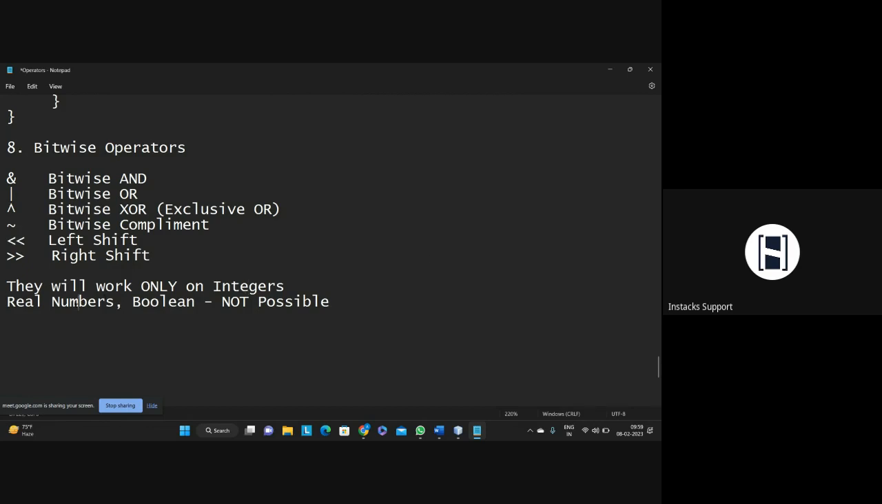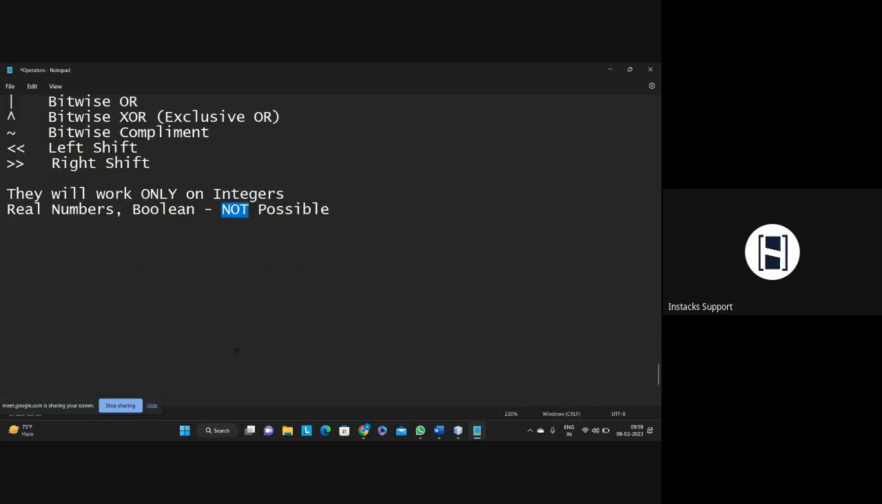Now, real numbers, float and double, and Boolean, the data type named Boolean, for those it is not going to work. Now, what is the remaining thing? String. That also will not work. Strings also are not going to work.